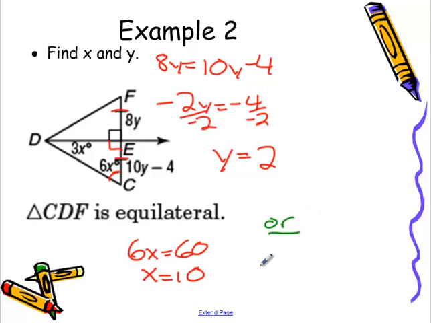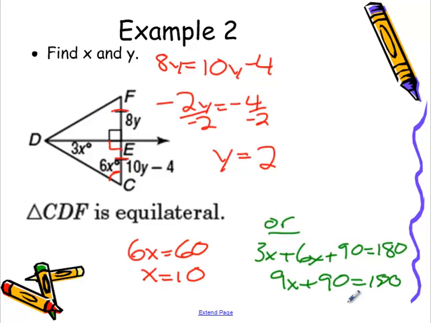An alternate way to do it, I know all three of these, the 3x, the 6x, and because it's a perpendicular bisector, that 90-degree angle, all add up to 180. So 9x plus 90 equals 180. 9x equals 90. So x equals 10. We still got the same answer. I think the one in red was just a little bit quicker.